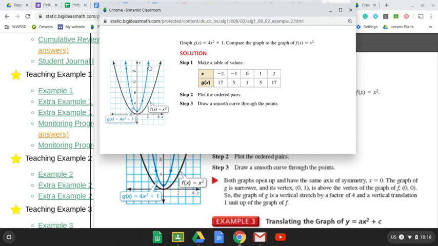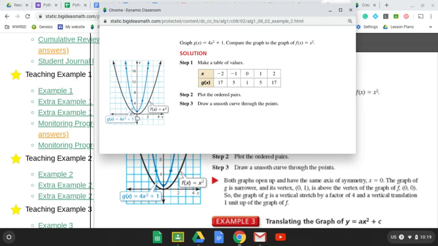Let's describe the transformation. We're going to talk about the 4 first, the a value. So since the a is positive, the graph is still pointing up. No reflection happened. And since 4 is bigger than 1, this is a vertical stretch by a factor of 4. And you can see how stretched out this parabola is in comparison to this black parabola, which is the parent function. The c value plus 1 is the translation.